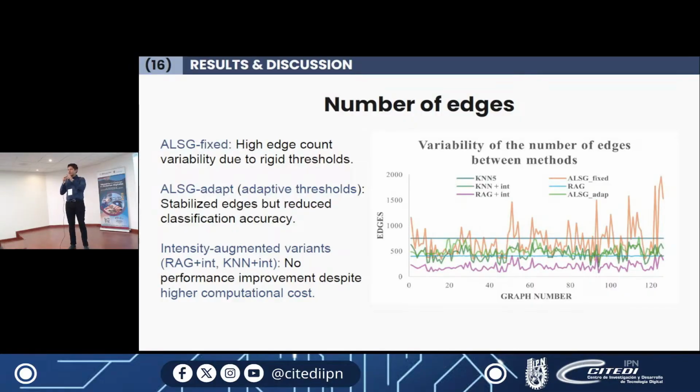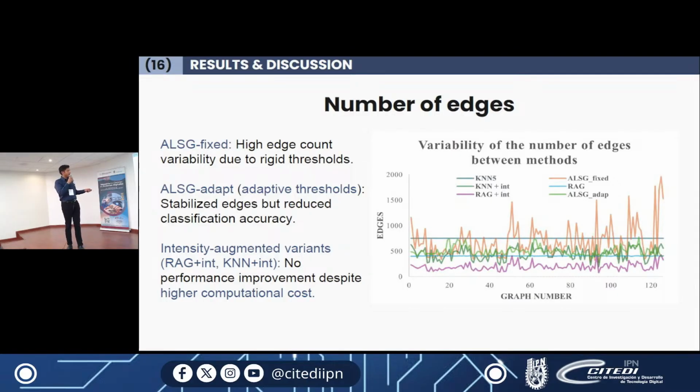But before that, I want to show you the number of edges, because in each way to create the graph, we have a different number of edges. The base models are the KNN5, the RAR, and the ALCG with a fixed threshold. So as you can see here, there is a huge variability of the edges.